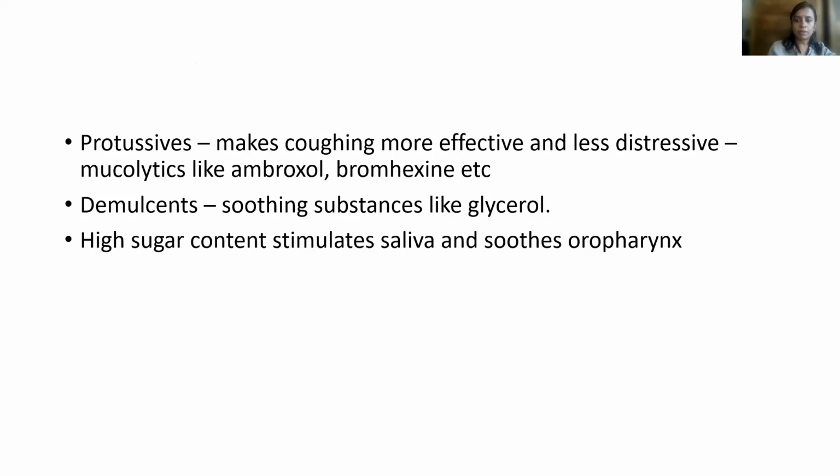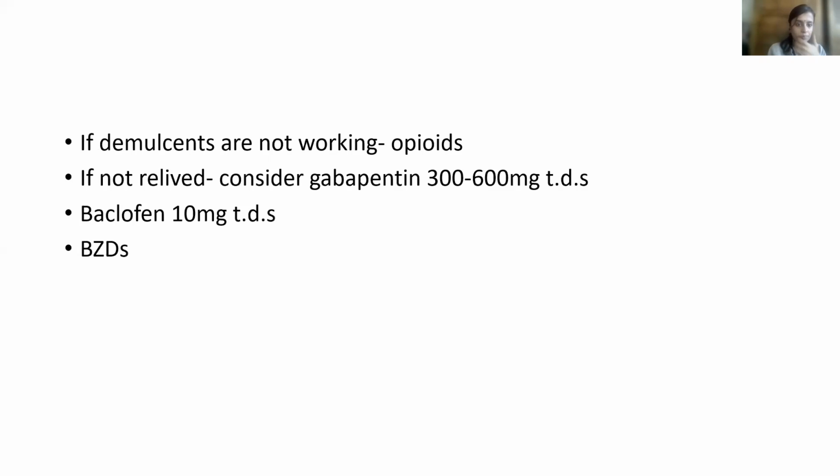And there are some protussives. Some patients, you might have seen, can't cough. They say, I have sputum here, but I cannot cough it out. So then we have to give something which can make the cough more effective. That is ambroxol or bromhexine. And there are some soothing substances like glycerol. So it is important to choose the right antitussive rather than just prescribing. In the market we get a combination of everything, so it's very important to understand what kind of cough this patient has and what the purpose is.